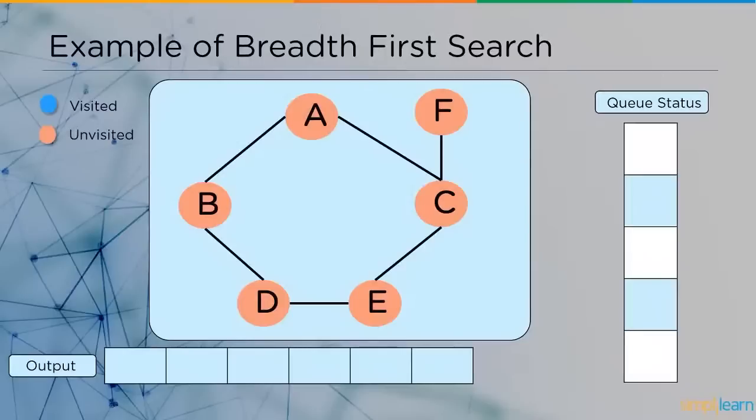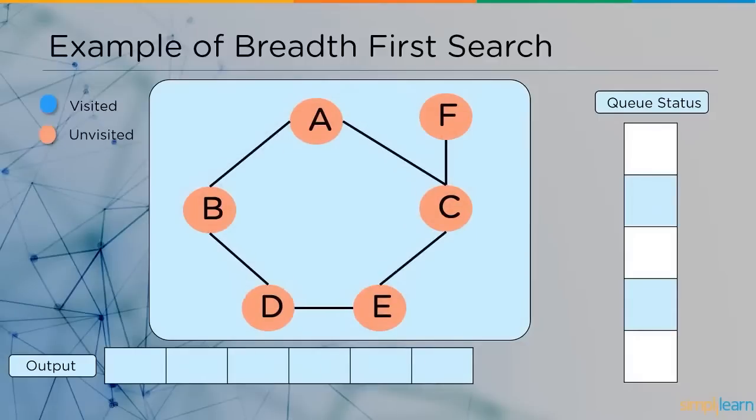The blue color indicates that the node has been already explored, while the pink color indicates that the node has not been explored or visited yet. Next, we'll have our output. We will use a queue data structure to keep track of all the nodes visited and all the nodes that are unvisited. So, to begin, let's look at the algorithm.